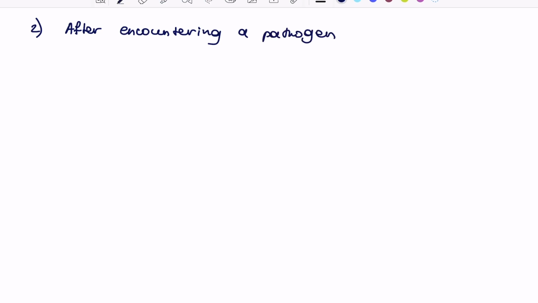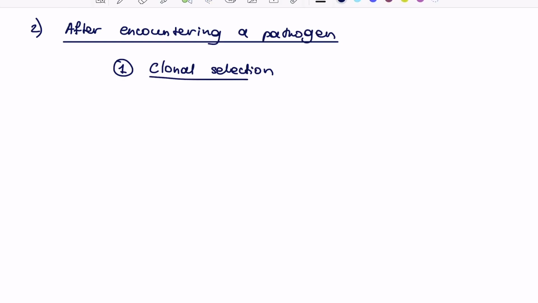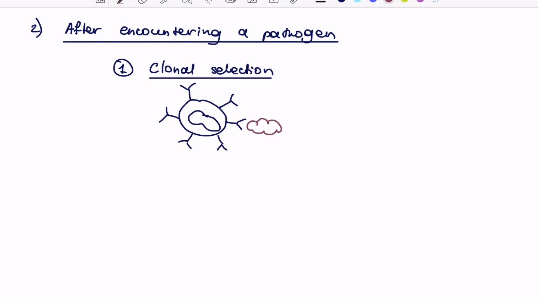The B lymphocytes can encounter pathogens in two ways, either directly in the blood circulation or by the antigens which are brought by the antigen-presenting cells such as macrophages. So once the pathogen, or let's just keep referring to it as an antigen, is brought to the specific B lymphocyte, this will result in the complementary binding between the pathogen/antigen and the B lymphocyte. And this, in turn, will result in a process that is called clonal selection.